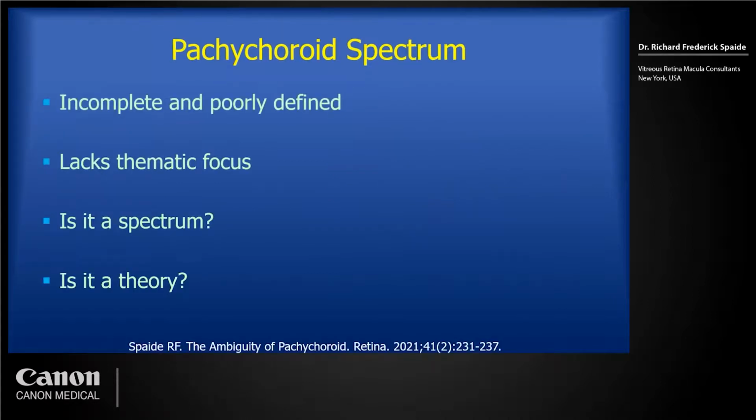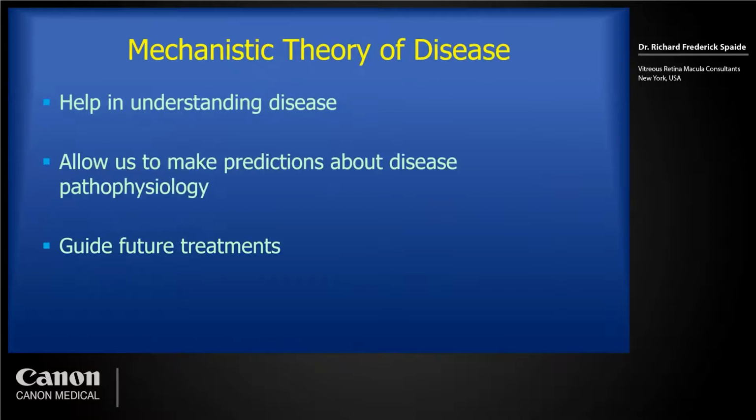It can be seen that pachychoroid and pachychoroid spectrum are incomplete and poorly defined, or at least lack a thematic focus. Is it a spectrum? If most of the diseases that could be in it are left out, is it really a theory? After all, it would be good to have a mechanistic theory of disease. This will help us in understanding the disease, allow us to make predictions about the disease pathophysiology, and help guide development of future treatments.